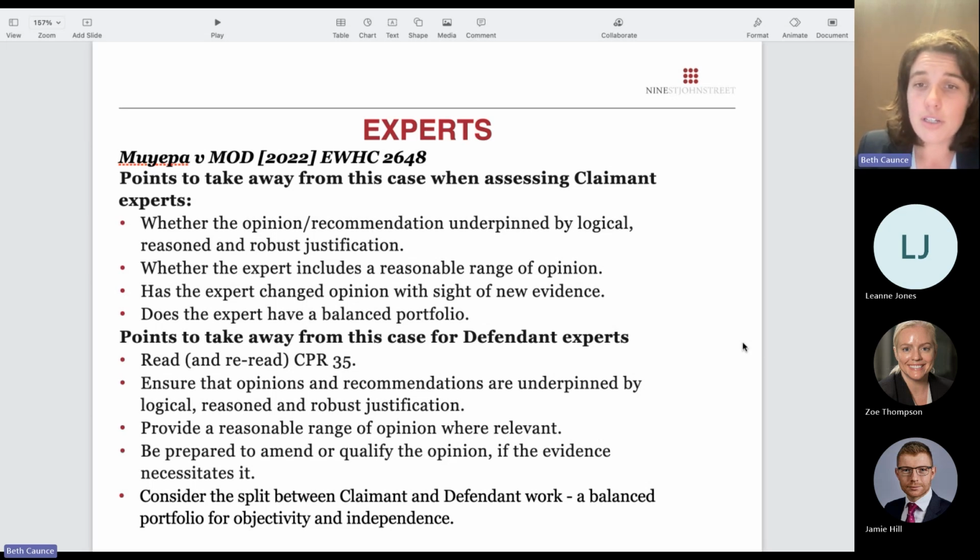The points that I've put down in terms of defendant experts really mirror those in relation to assessing the claimant's experts. Always be encouraging experts to read and reread Part 35 and the practice direction so that they are well aware of the duties that are owed. Ensure that their opinions and recommendations are founded on the evidence and underpinned by logical justification. Again, that they provide a reasonable range of opinion where relevant and are prepared, if necessary, on the evidence to amend or qualify opinions. And again, considering the balance, the split between claimant and defendant work, can be helpful.